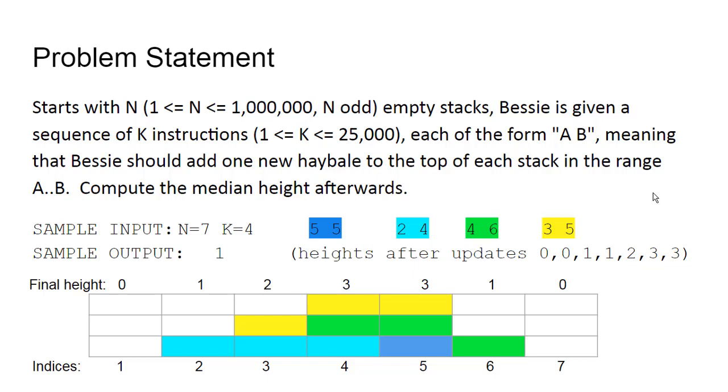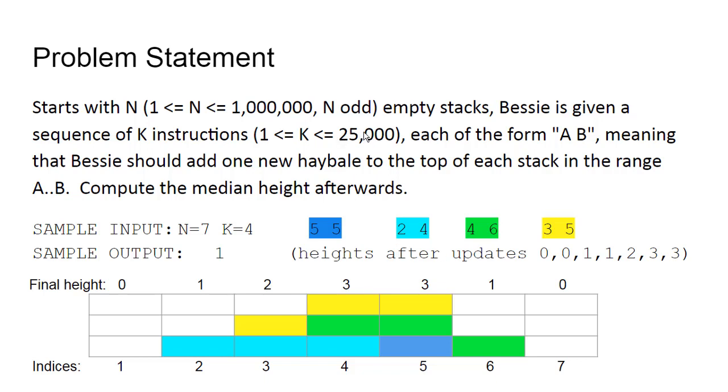Now let's think about how to solve this problem. The natural way is to maintain an array of all the stacks. The array has up to 1 million elements, which is fine. And then we just update it. Every time we get an instruction, we add 1 to all the corresponding cells. The problem, of course, is that there are too many of these instructions. There are up to 25,000 instructions, and each instruction could potentially add 1 to 1 million elements. I need to update up to 1 million array elements.